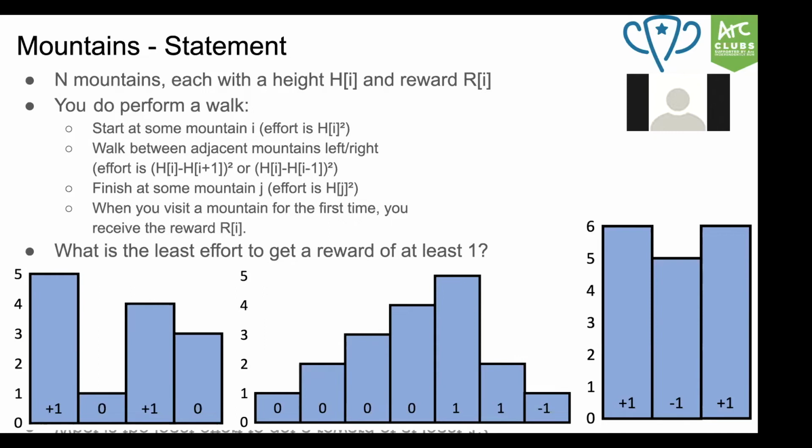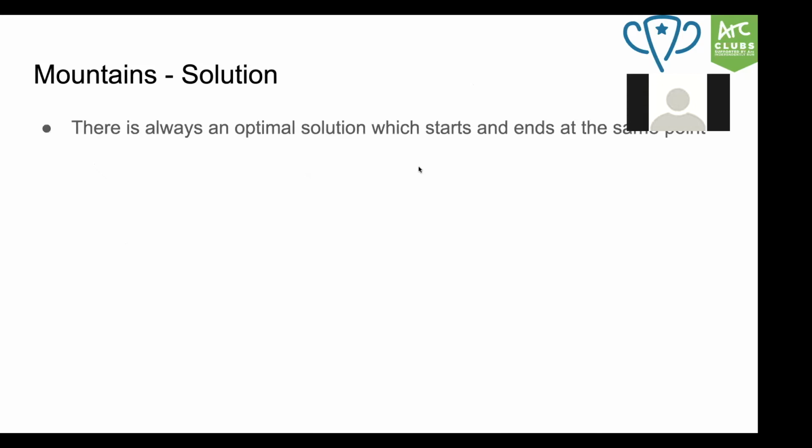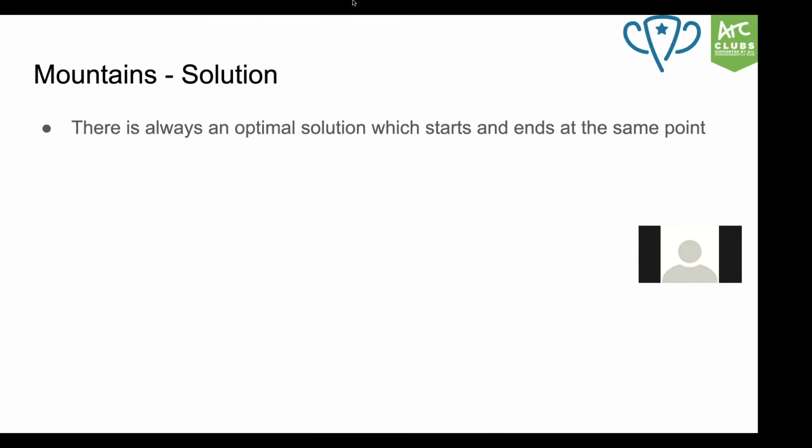Now, you can get partial marks. I'm not going to discuss those in great detail. I'm going to go straight to the full solution. And there's an observation that you need to make in this problem, which is a bit counterintuitive, although once you think about it, you can justify why. And I won't prove it until the end, but there's always an optimal solution that starts and ends at the same point. So you want to go up to a mountain, walk around for a bit, and then jump off that same mountain.